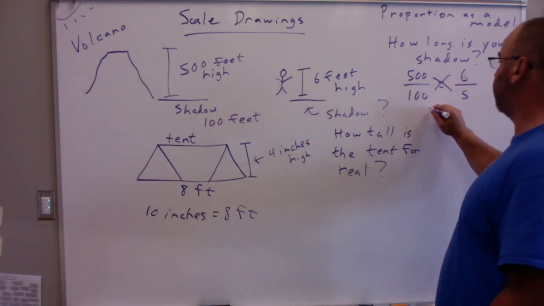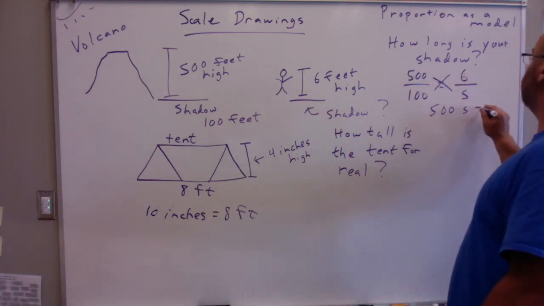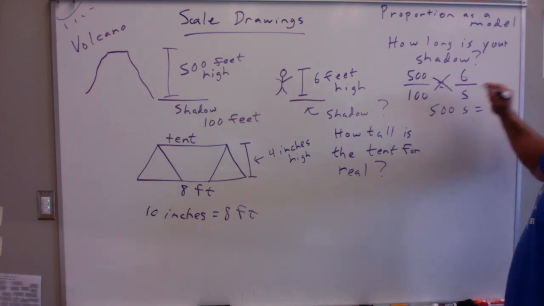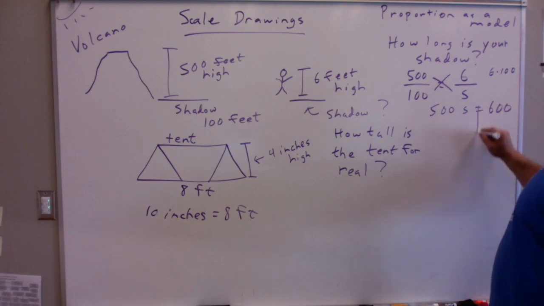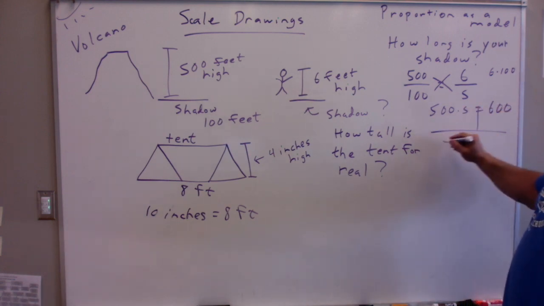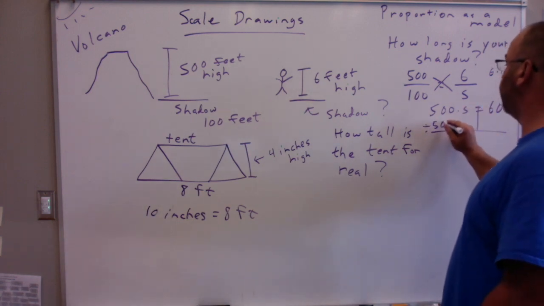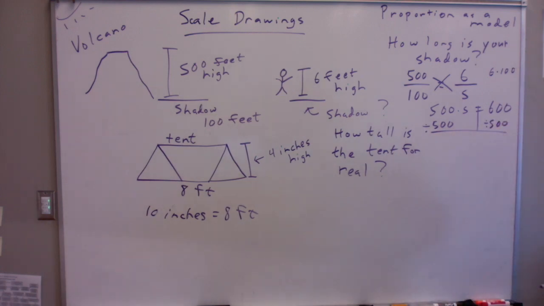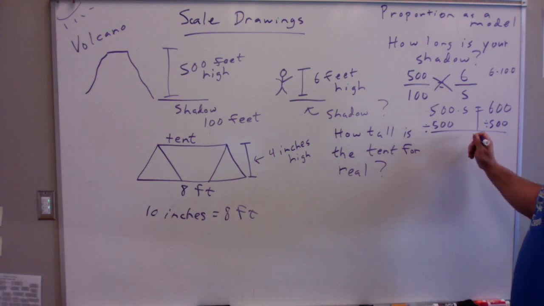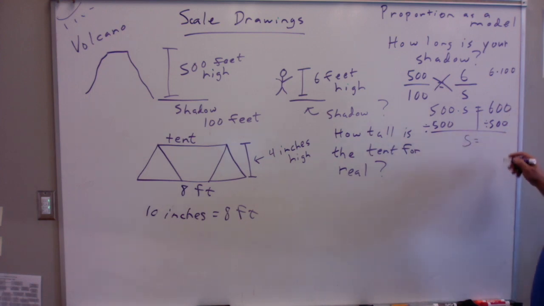And we have 500 S equals 6 times 100. 6 times 100 is 600. Now we're going to divide both sides by what? By 500. Simple proportion solving. And this is 1, so this is S. Your shadow is equal to 600 divided by 500, which is 6/5.